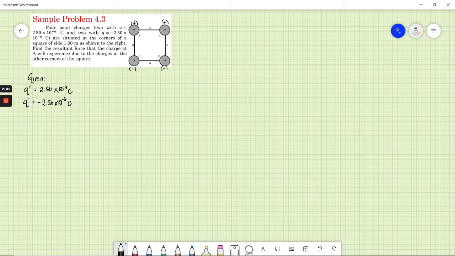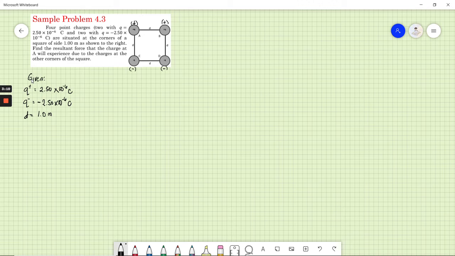These 4-point charges are situated at the corners of a square, and the square has a side of 1 meter. So we can write that down as our distance. We have a distance of 1 meter. What that tells us is this square has a side of 1 meter, which means that the charges are 1 meter apart from each other.